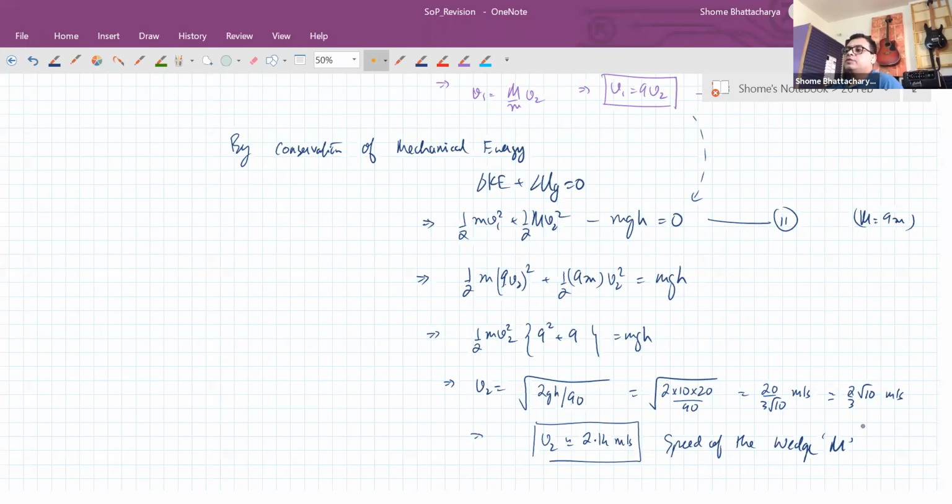So this is another important type of application of conservation of linear momentum, along with the spring-based problem that we've seen earlier. So with this, we'll conclude today's session here, people.